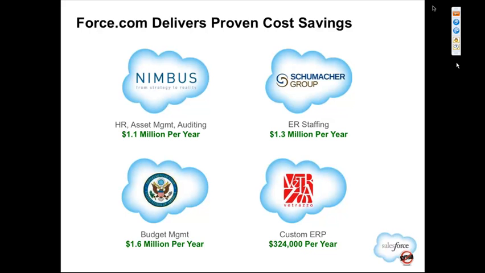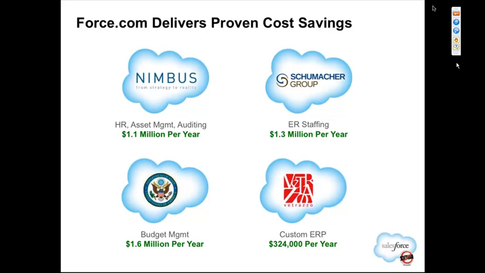And we have a lot of customers out there where they've done some really nice deep dive studies with different third-party analysts, including IDC and Nucleus Research. Nimbus is running about 70 to 80% of their overall company on Force.com, and they're estimating saving about $1 million per year. The Schumacher Group is running some of their core operations around emergency room staffing, and they've been able to save about $1.3 million per year.